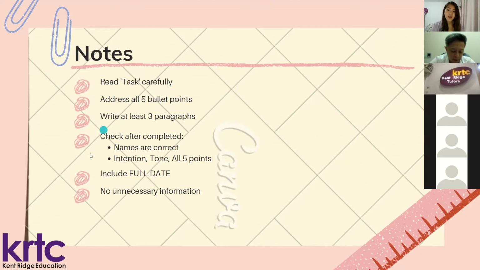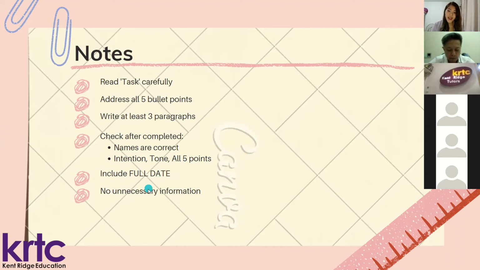When you're done, do check that the names are correct. Don't reverse it to and fro. Intention, tone, and all 5 points. These are some things that you definitely need to hit. Your purpose needs to be in the first paragraph. Keep it clear. Your tone, identify formal or informal, and stick to it. If it's formal, I don't want to see any abbreviations. I don't want to see any text language. That's in your WhatsApp, in your Telegram. You can text however you like, but I don't want to see that in the email. And of course, all your 5 points.